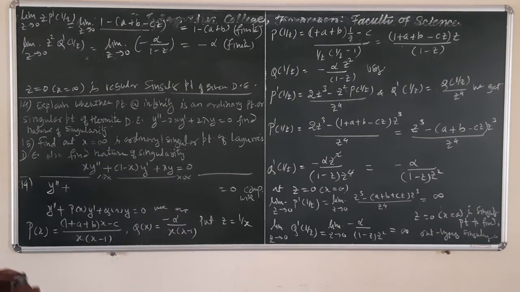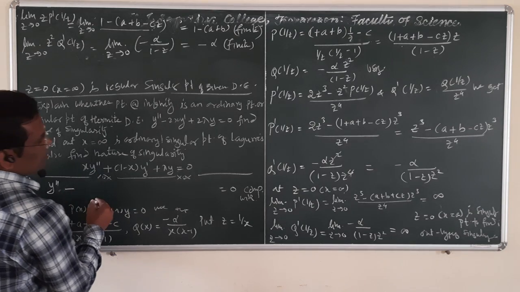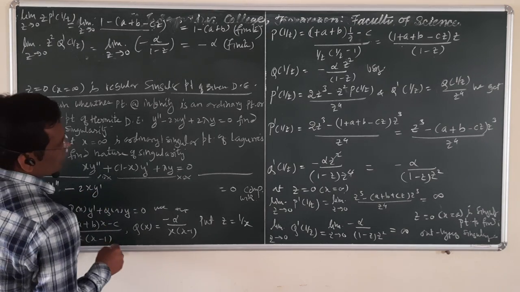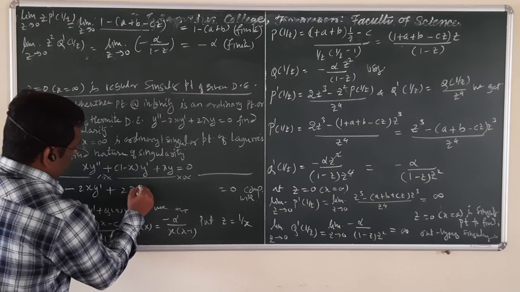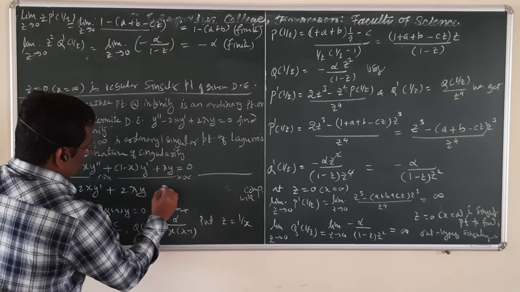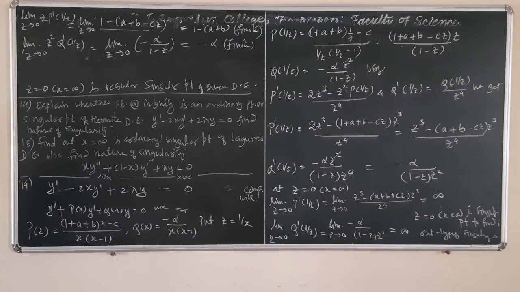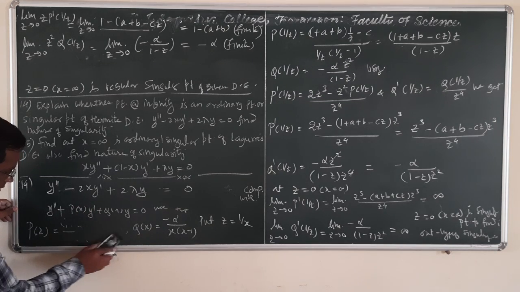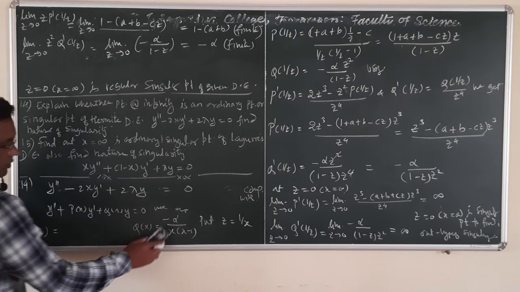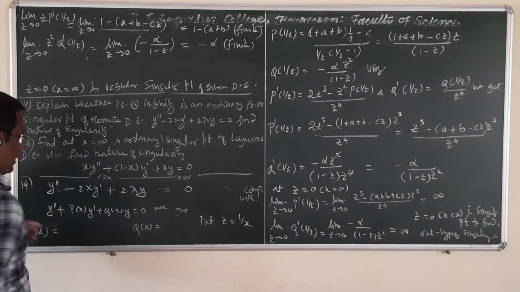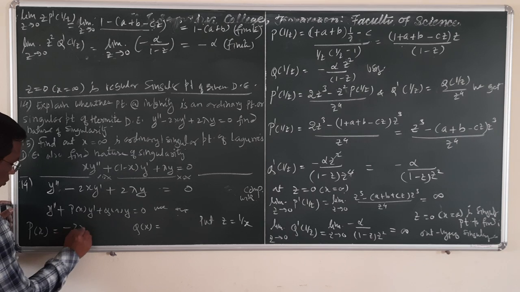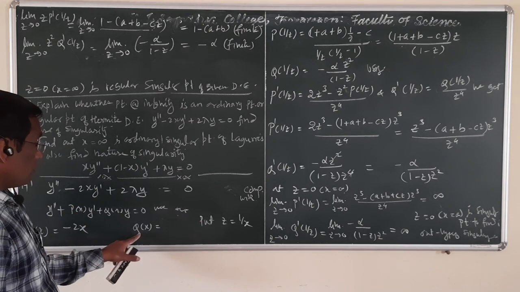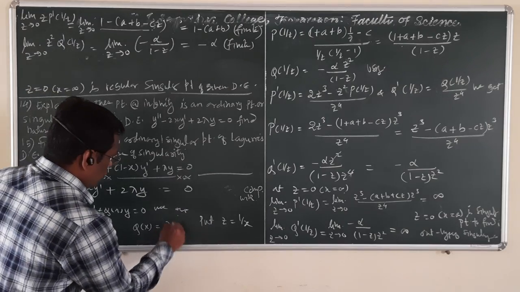y double dash minus 2x y dash plus 2 lambda y equal to 0. So again compare with the standard equation, which is y double dash plus p of x y dash plus q of x y equal to 0. We get p of x and q of x as, see, p of x is the coefficient of y dash, which is minus 2x, and q of x is the coefficient of y, which is 2 lambda.